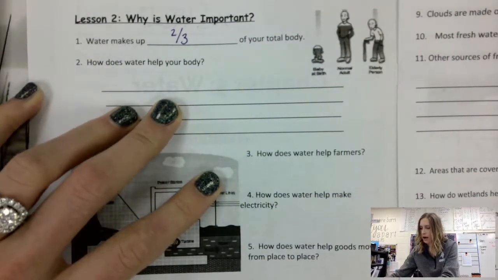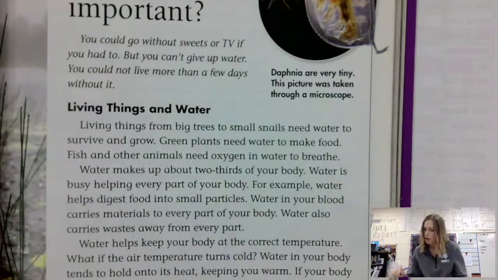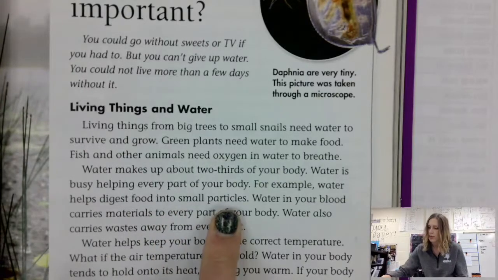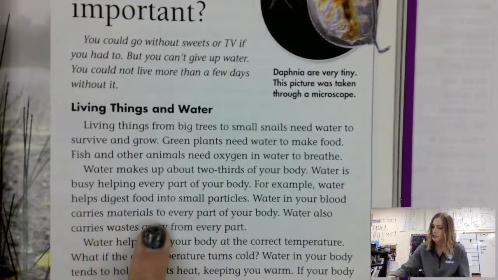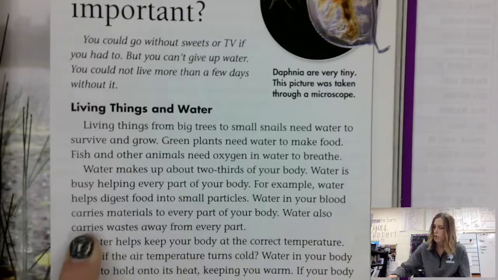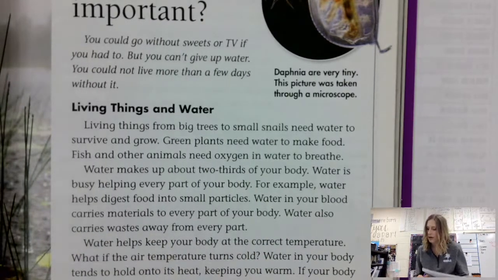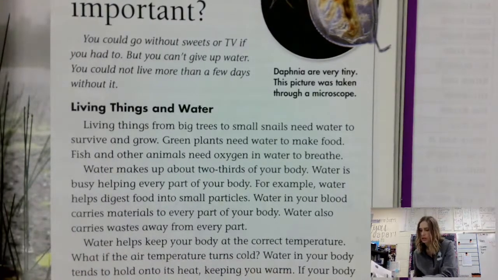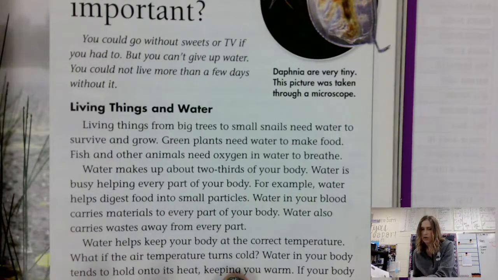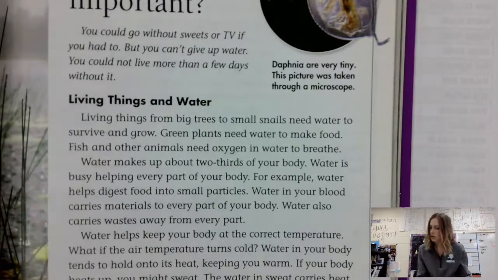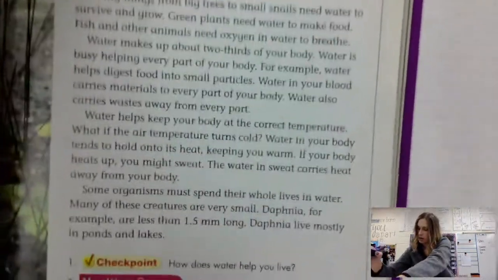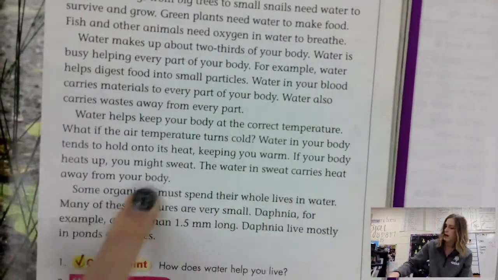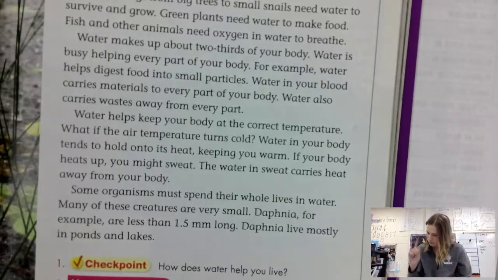Okay, how does water help your body? For example, water helps digest food into small particles. Water in your blood carries materials to every part of your body. Water also carries waste away from every part. Water helps keep your body at the correct temperature. What if the air temperature turns cold? Water in your body tends to hold on to its heat, keeping you warm. If your body heats up, you might sweat. The water in sweat carries heat away from your body.